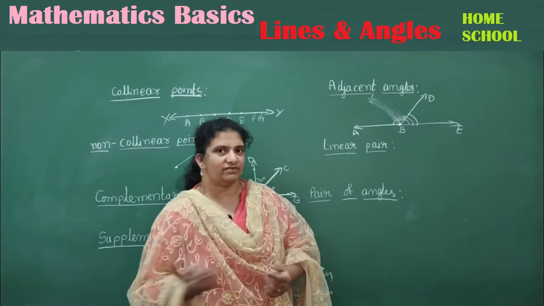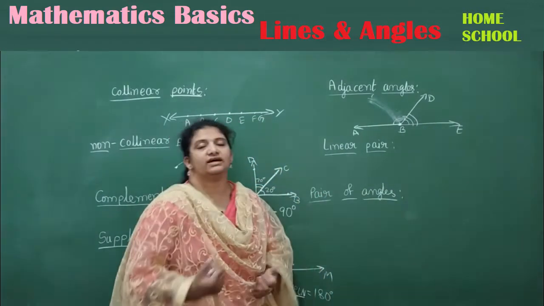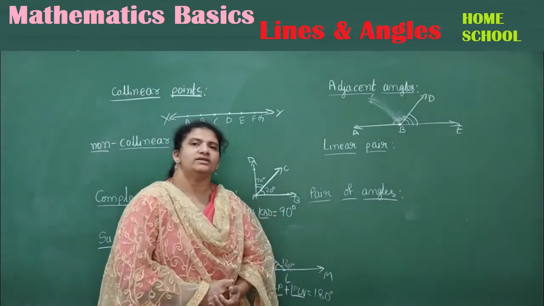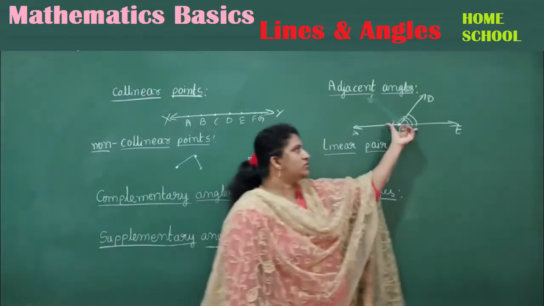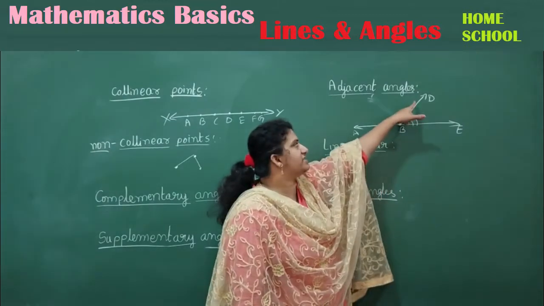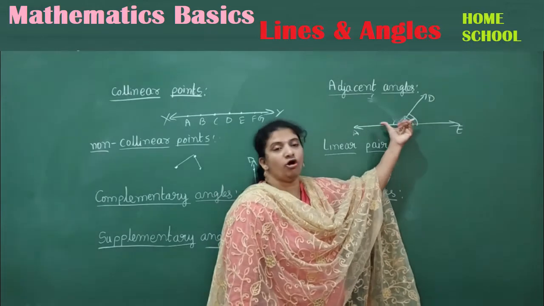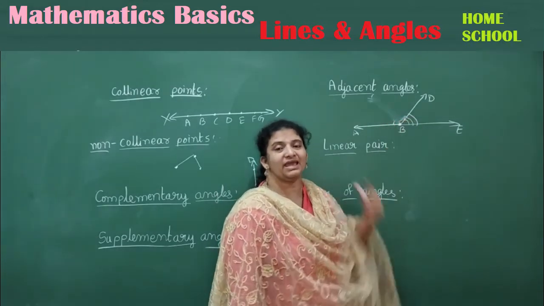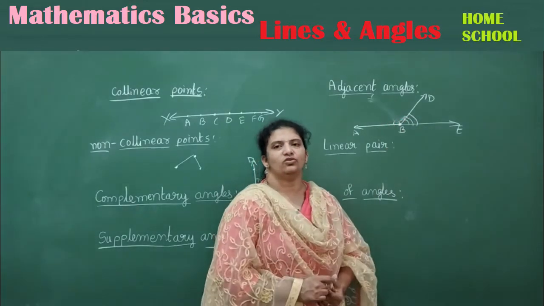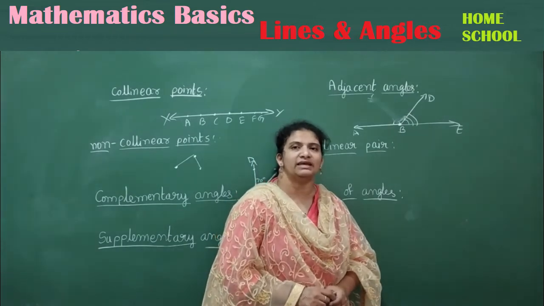Right, with example we'll see next. So let's see the linear pair. What is a linear pair, children? These two are non-common arms and this is a common arm, right? Suppose these two non-common arms make a straight line, then those two angles are called a linear pair.